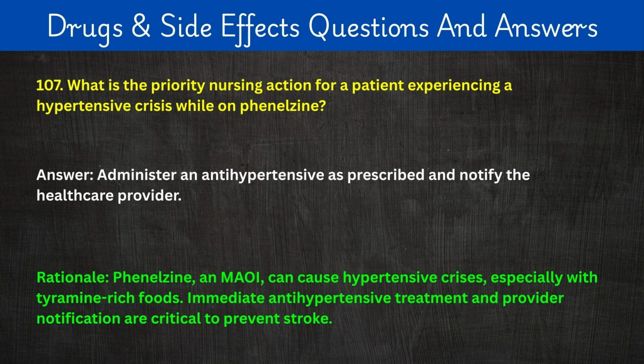107. What is the priority nursing action for a patient experiencing a hypertensive crisis while on phenelzine? Answer: administer an antihypertensive as prescribed and notify the healthcare provider. Rationale: phenelzine, an MAOI, can cause hypertensive crises, especially with tyramine-rich foods. Immediate antihypertensive treatment and provider notification are critical to prevent stroke.